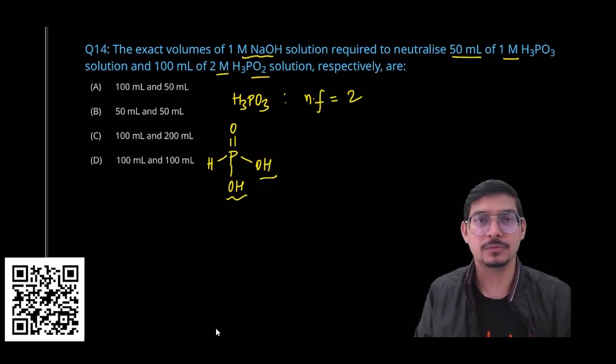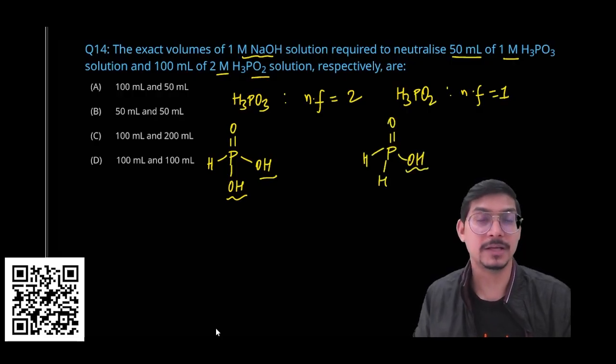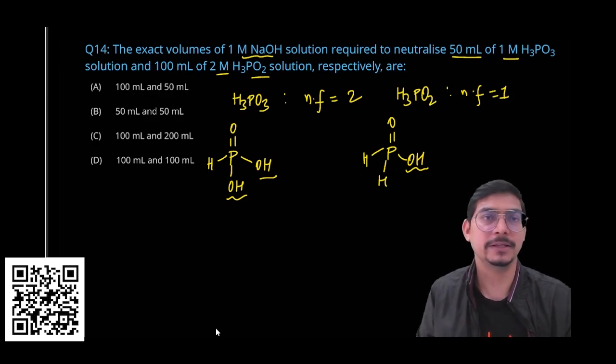In H3PO2, the n factor is only 1. Here the n factor is only 1 because again of its structure. If you look at the molecular structure, then there is only one P-OH bond. So only one hydrogen is ionizable as a proton, H+. So now NaOH has an n factor of 1 anyway because it gives only one hydroxide.